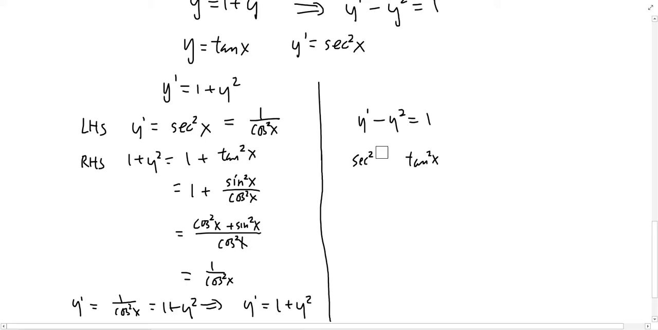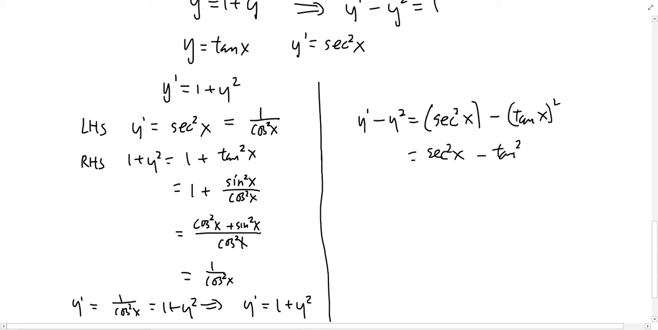Okay, I'll write it out the same way we did. So therefore this would be equal to secant square x minus tangent square x. Okay, so I don't know what to do with this, so I'm going to go ahead and rewrite them both into cosine. So this is 1 over cosine square x minus sine square x over cosine square x.